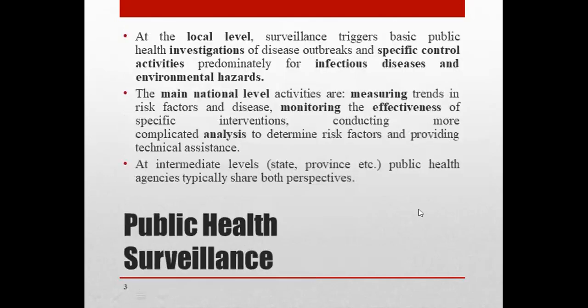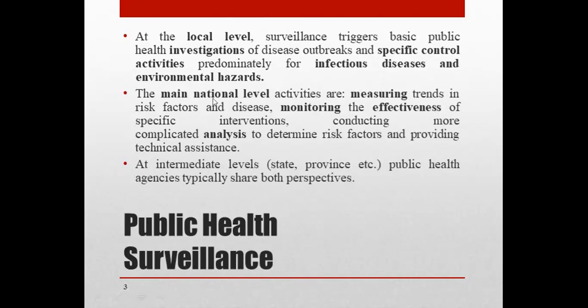and monitors changes in public health practice. Therefore, at local level, the surveillance purpose is to trigger basic public health investigation of disease outbreaks and their specific control activities, predominantly for infectious disease, which is communicable disease, and environmental hazards. At local level, the major function of surveillance is to identify any disease outbreak, predominantly of communicable disease, and its specific control measures.